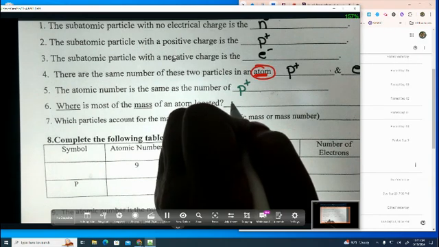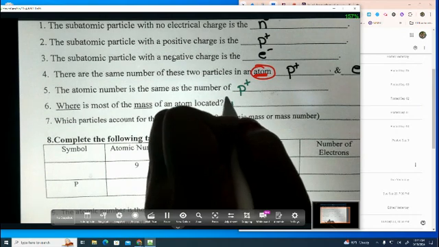Do you know? Somebody help her out. The nucleus.